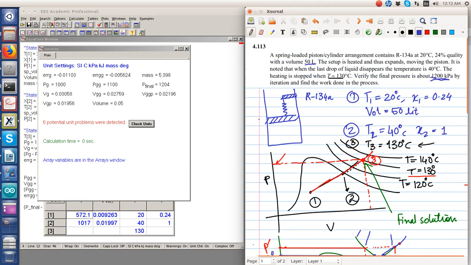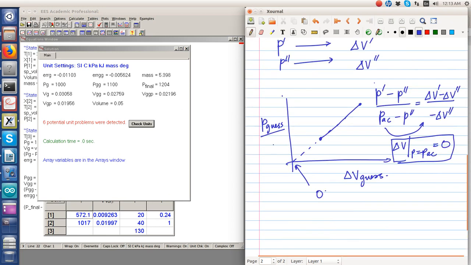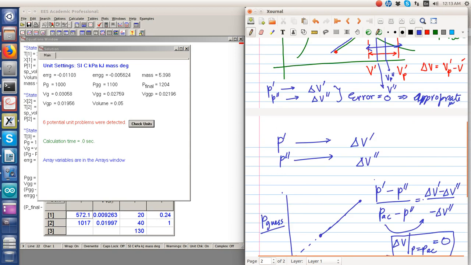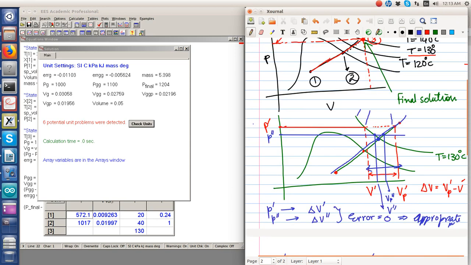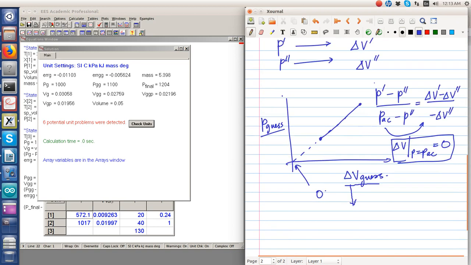It's a review question, so it's not a very easy question. So we have linearly interpolated in the abstract space of the guesses of P and the delta V caused by the guess. The delta V is the difference between the volumes when the process is assumed to be a linear process in P and V, and when the process is assumed to be an isothermal process. Okay. So the intersection of these two yields a zero delta V. That is the point that we would like.